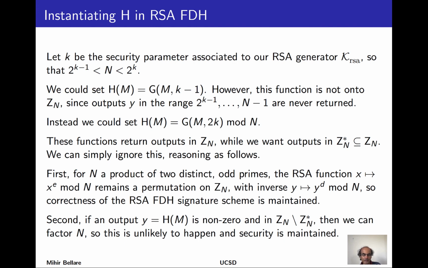What about security? Well, if you manage to generate a non-zero point which is in Zn but not Zn star, meaning has a GCD different from 1, a positive GCD with n, you will actually have a prime factor of n. That will be a factoring algorithm. The likelihood of outputs of some hash function factoring in this way is quite small. And so I'm going to assume it's not going to happen and security is maintained. There are other things one can try.